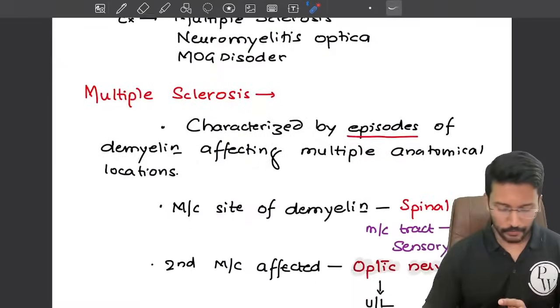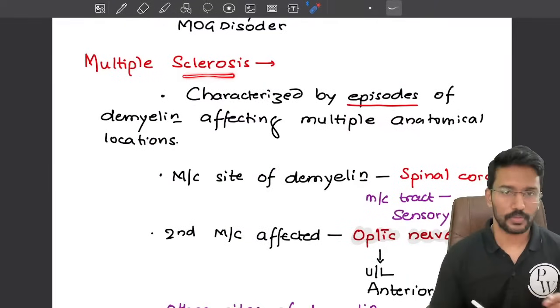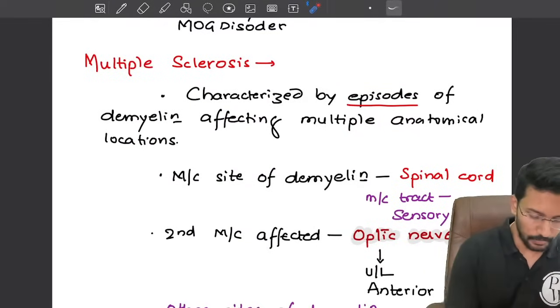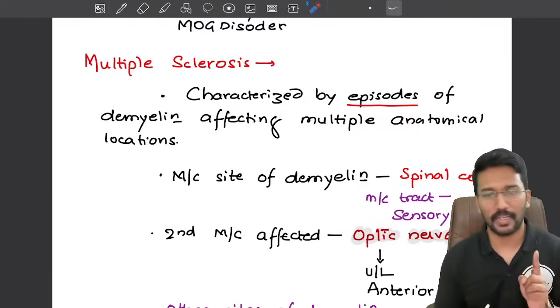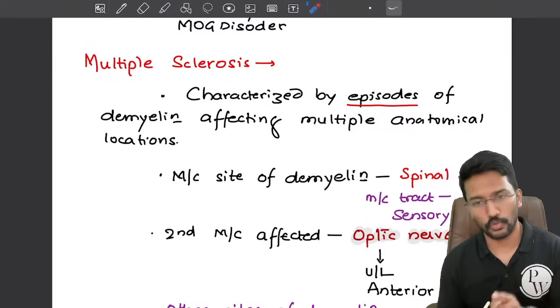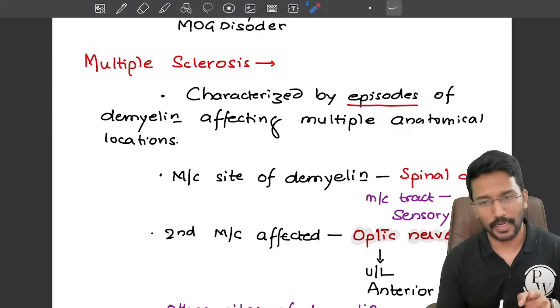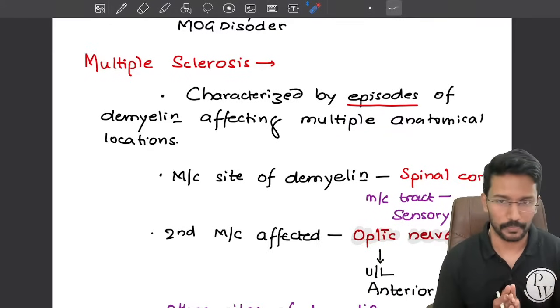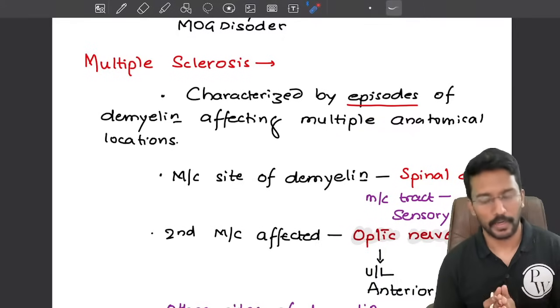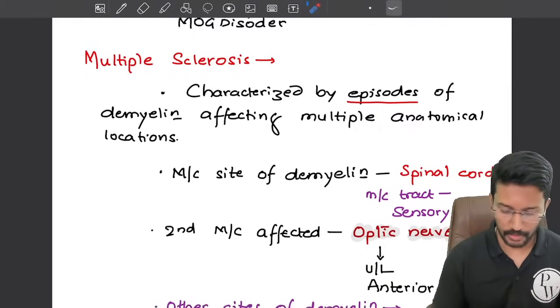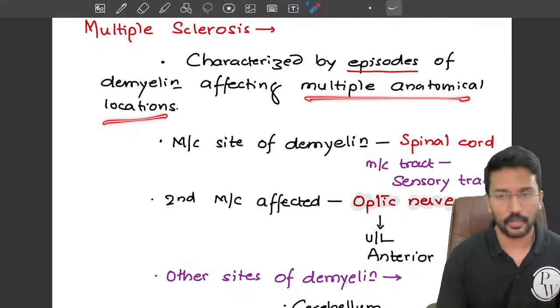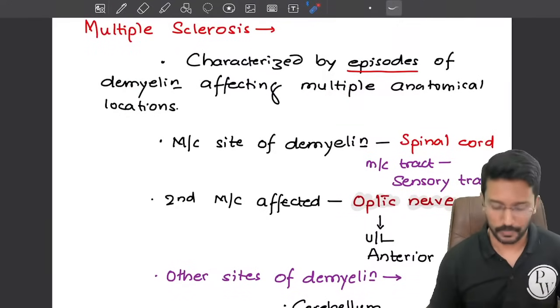Okay, so first I will address multiple sclerosis. The name here, multiple, is usually used because multiple here means multiple episodes of demyelination affecting multiple sites in the nervous system. That's why we use the term multiple. Episodes of demyelination affecting multiple anatomical lesions multiple times.